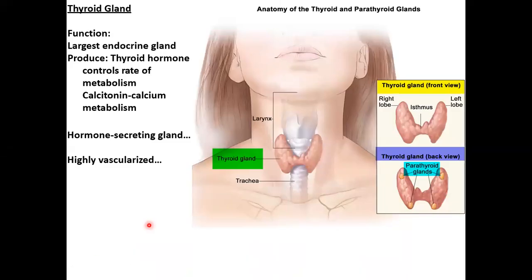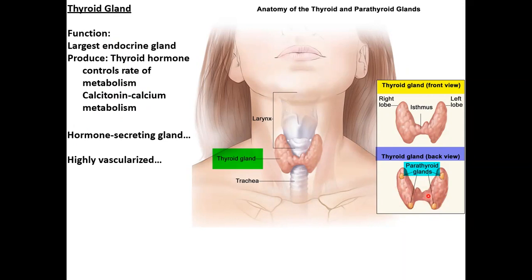Okay, some more about your thyroid gland. It is the largest endocrine gland. It produces thyroid hormone. Thyroid hormone helps you control metabolism. Calcitonin helps with calcium balance in your body. So when it comes to calcium balance, that's regulated by calcitonin, which comes from the thyroid gland, as well as parathyroid hormone, which comes from the parathyroid glands.